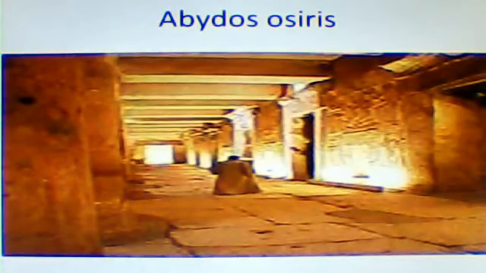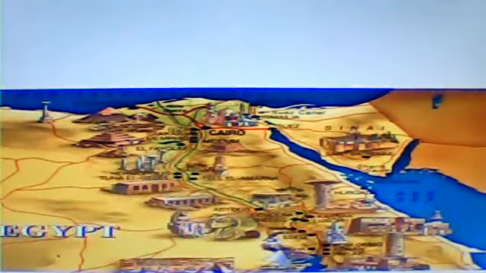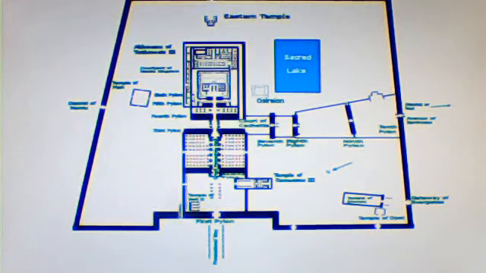Inside of Abydos. Remember, Osiris is the Lord of the Dead and the Father of the Trinity. And we go on to the next one, which is Karnak. Karnak and Luxor are located in Thebes, the ancient city of Thebes. So, Karnak, you have the Eastern Temple. You have the courtyard of the Middle Kingdom.